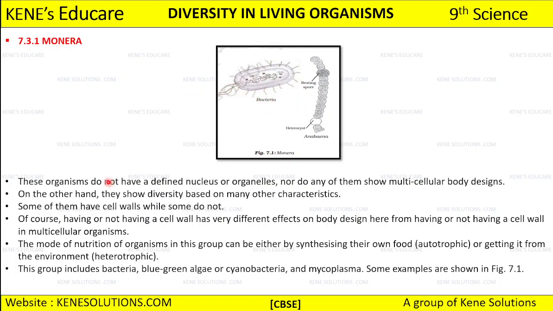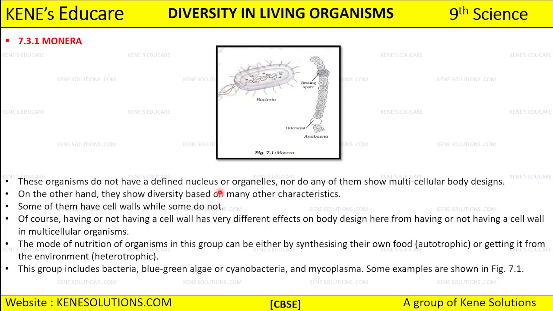Okay, so whichever organisms come under kingdom Monera, those organisms are not going to have a well defined nucleus or organelles. Okay, and since they do not have nucleus and organelles, they are not going to show multicellular body design. So which organisms will we put under kingdom Monera? Those which do not have a well defined nucleus, do not have organelles, and do not show any kind of multicellular body design.